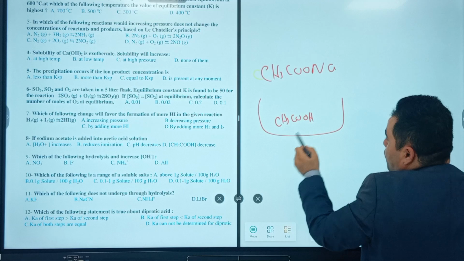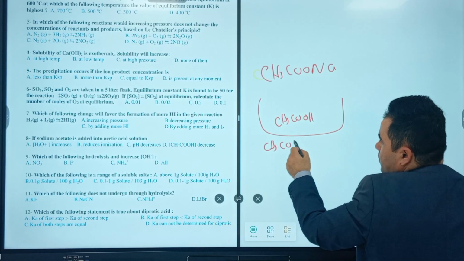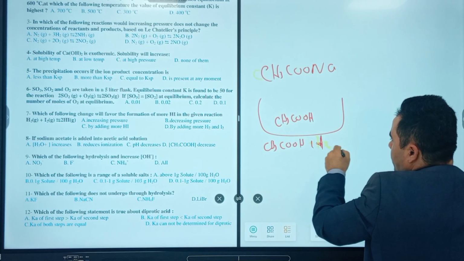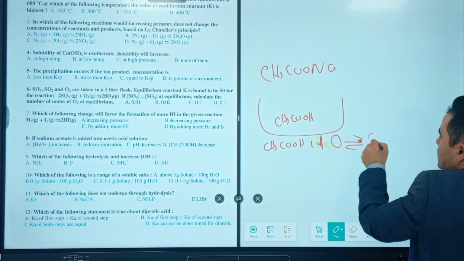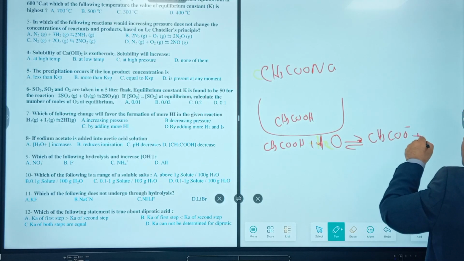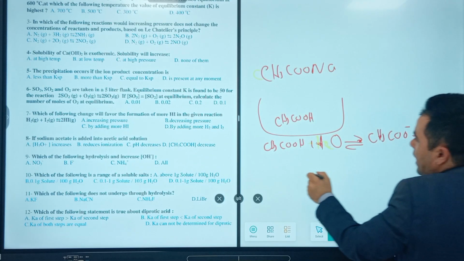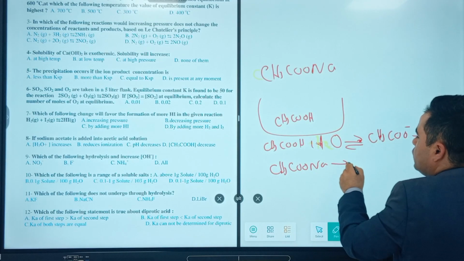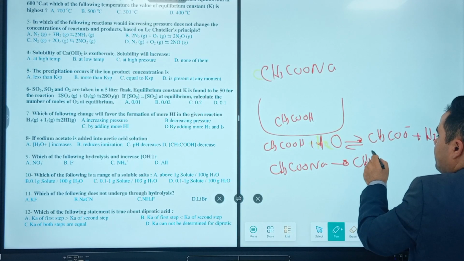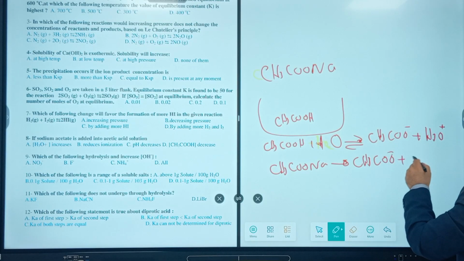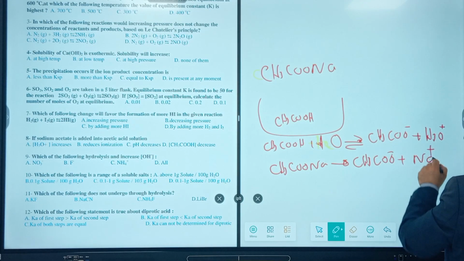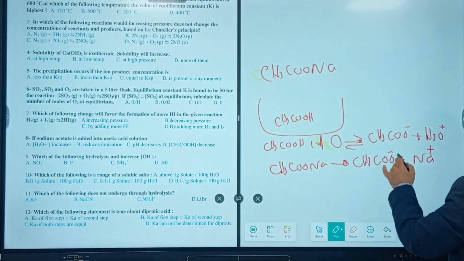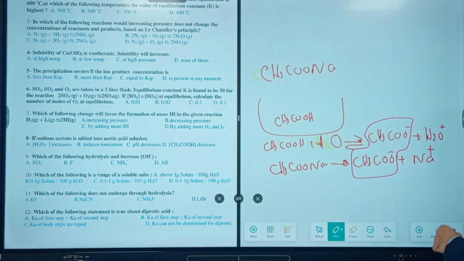Guys, the acetic acid will produce, by ionization of course, with H2O, CH3COO negative plus hydronium, and then the CH3COONa will produce CH3COO negative plus Na positive. This is the common ion. Let us discuss what will happen.